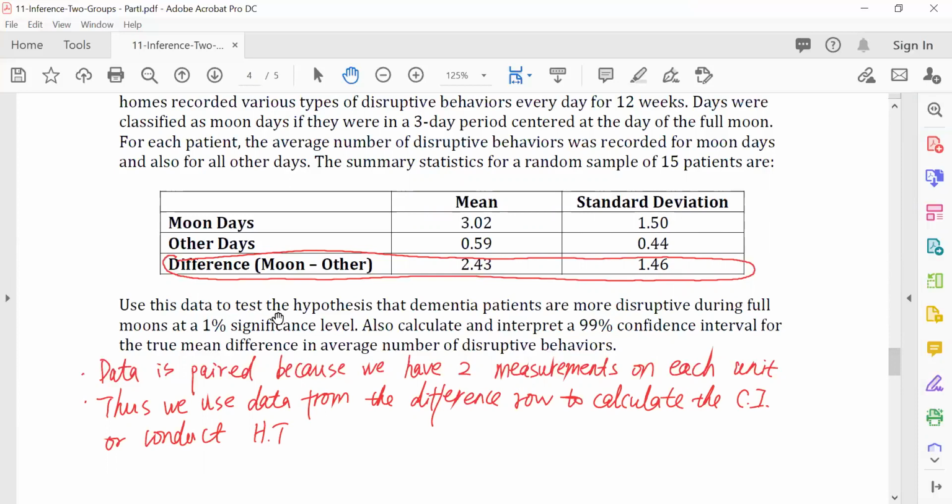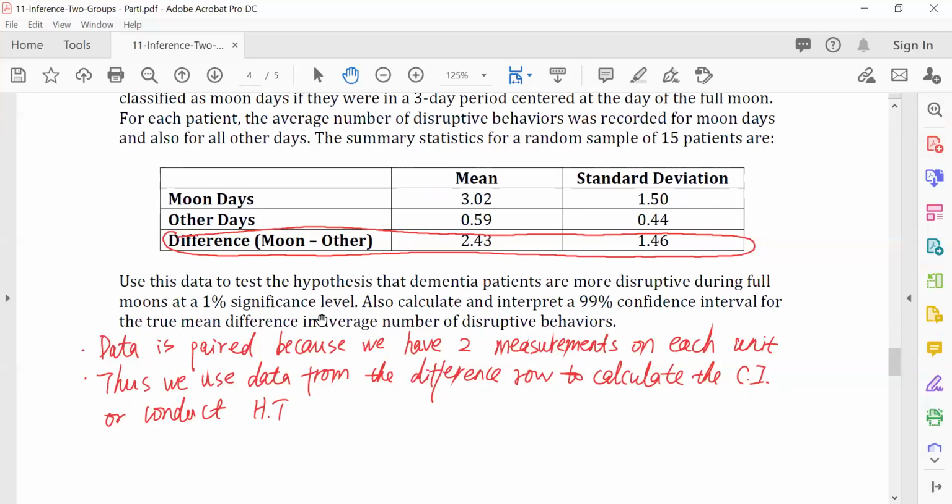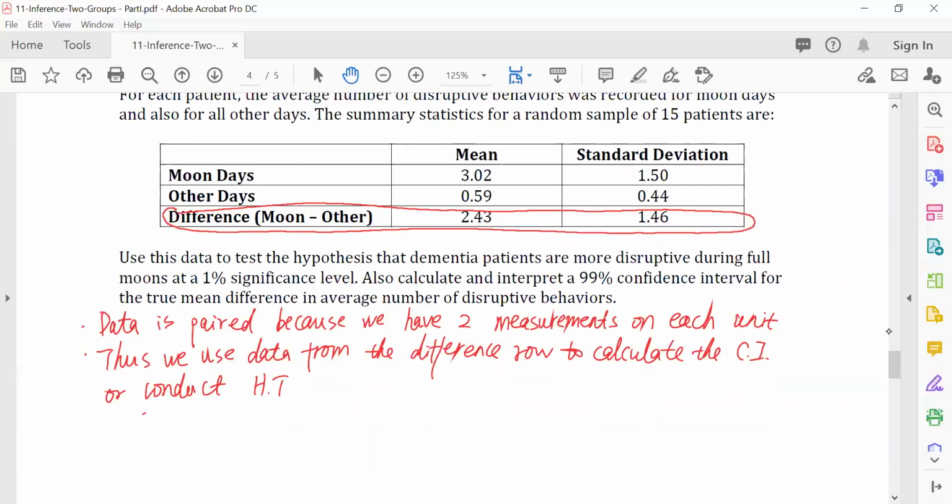Now let's do the hypothesis test first. So we want to test the hypothesis that dementia patients are more disruptive during full moon at 1% significance level. So the first step, establish H null and HA. The H null is mu D equals 0. And remember, the null hypothesis is always going to be with the equal sign, and we are focusing on the parameter of the differences of the two groups, right? The mean of the differences of the two groups.